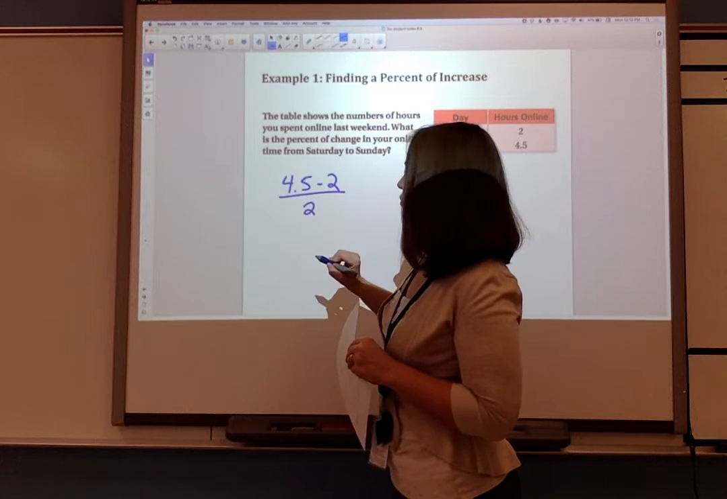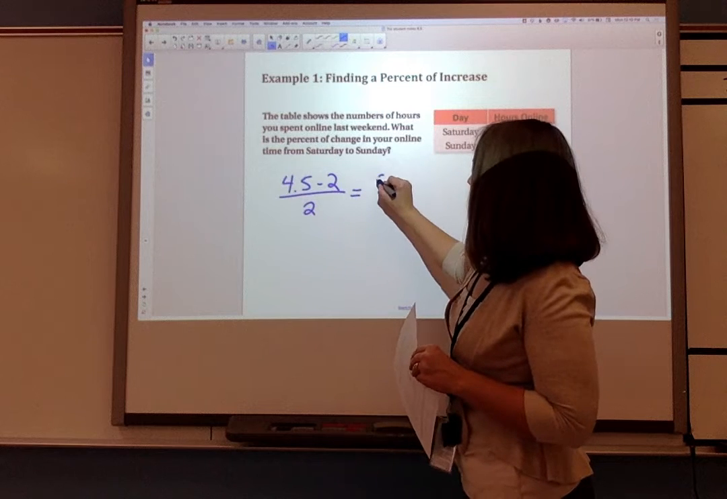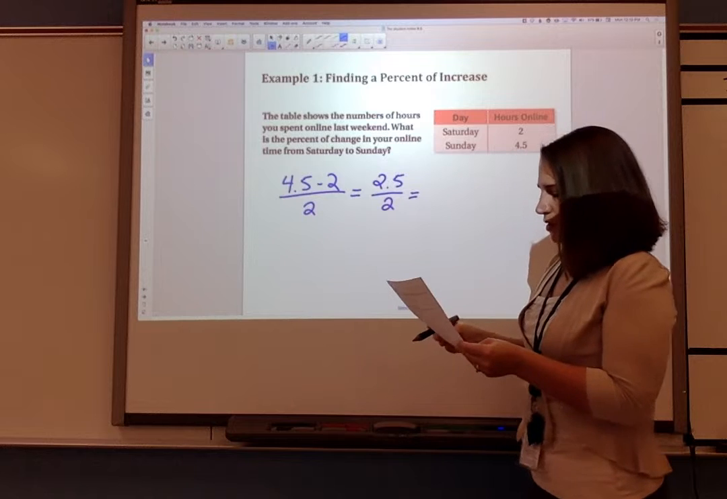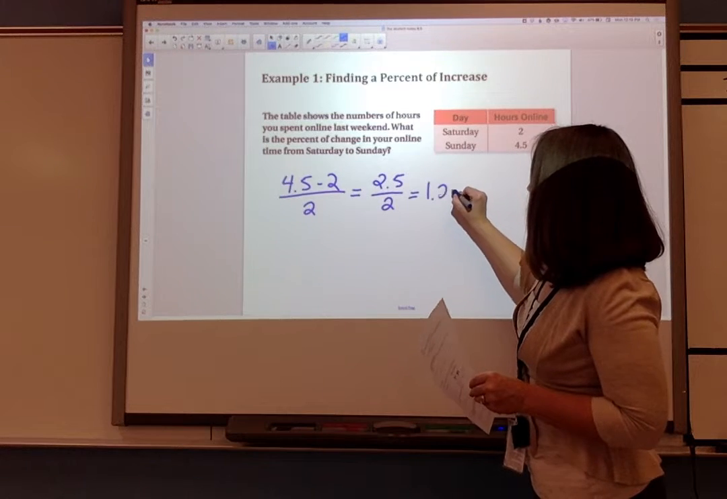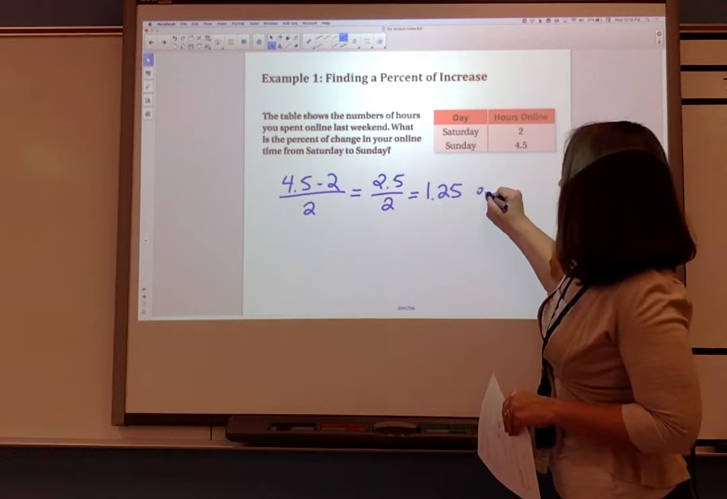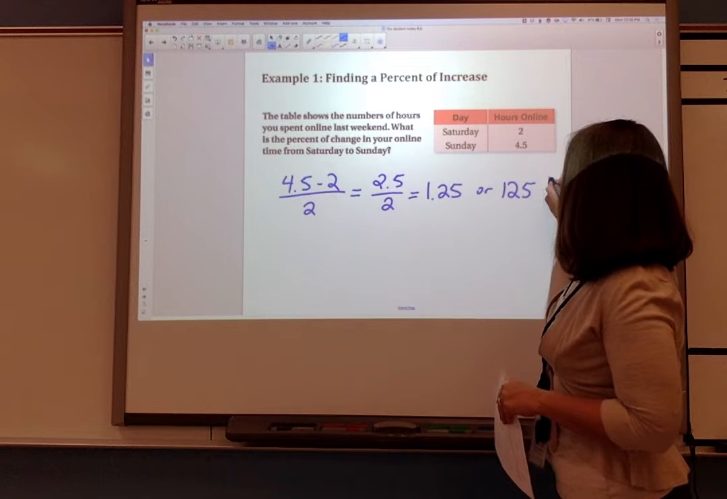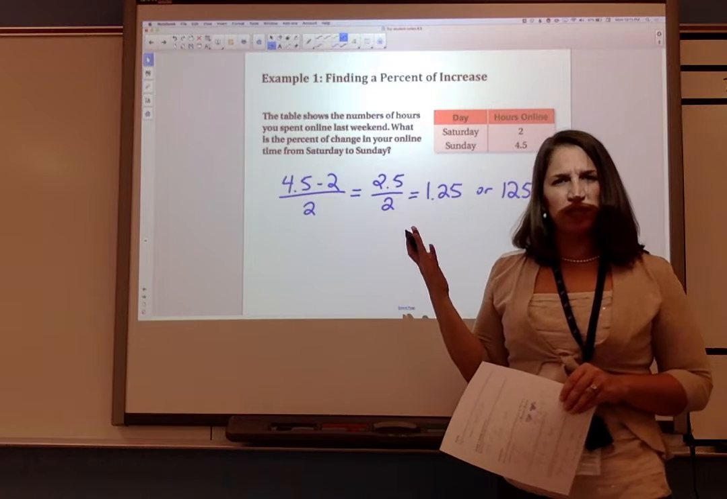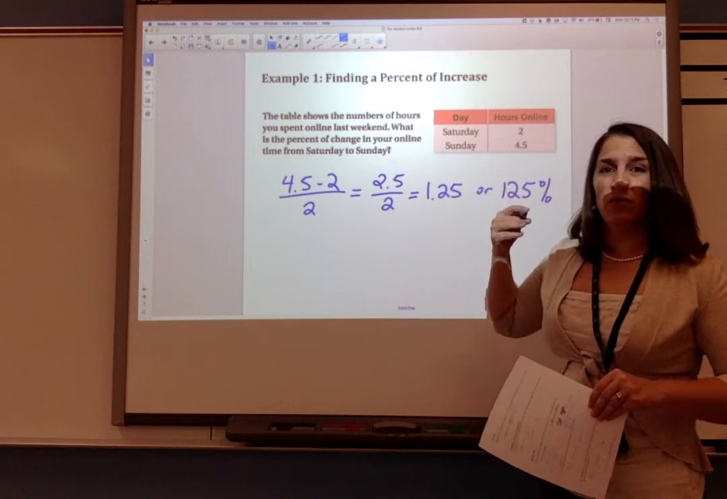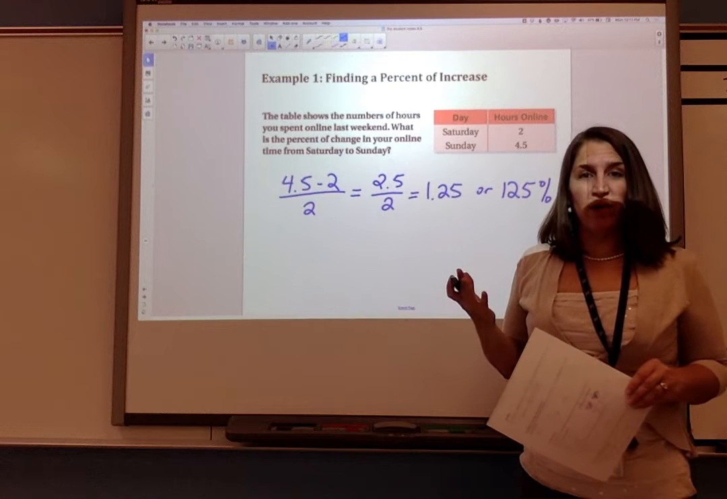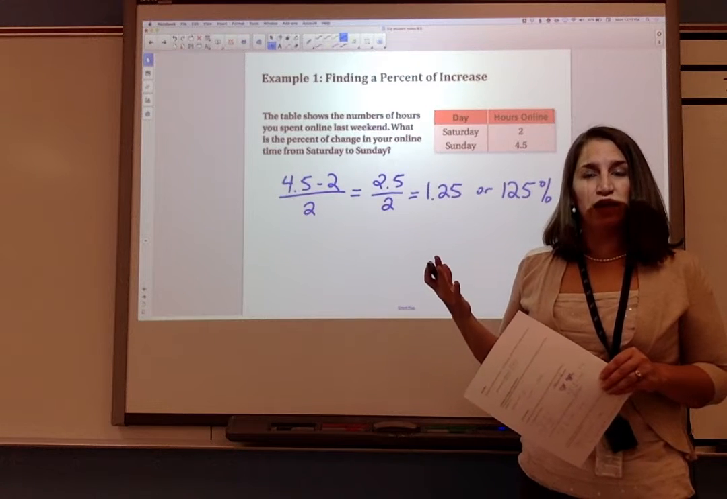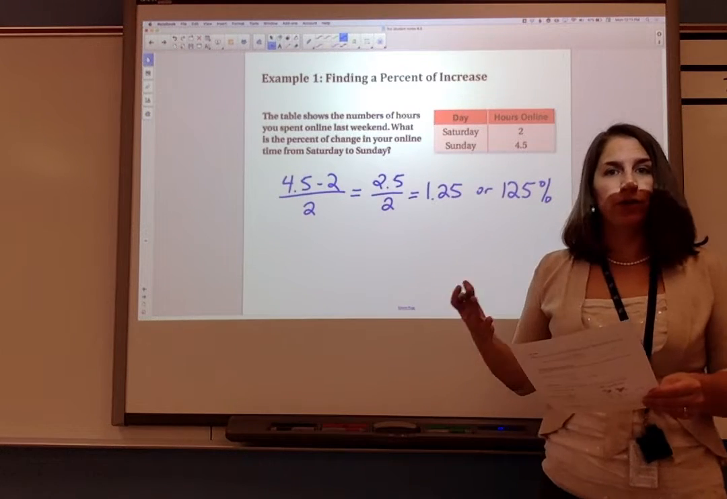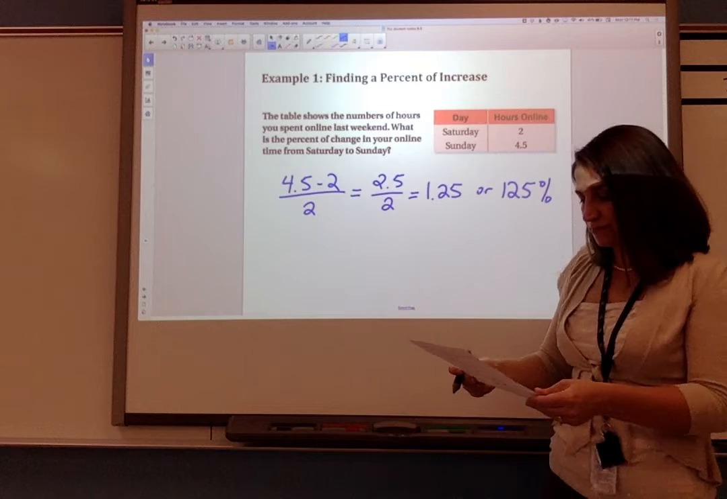all over 2. So that would be 2.5 over 2, which would be 1.25 or 125%. So as we think about, is this reasonable? Yeah, we more than doubled the amount of time we were online on Sunday compared to Saturday, so we would expect to see a percent that's more than 100%. It's more than 100% increase because it was more than doubled.